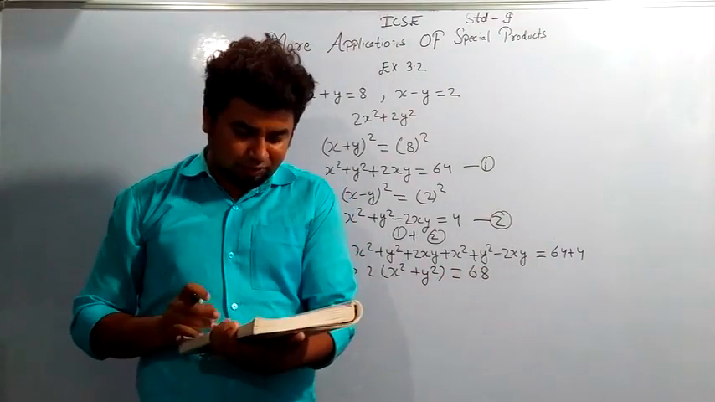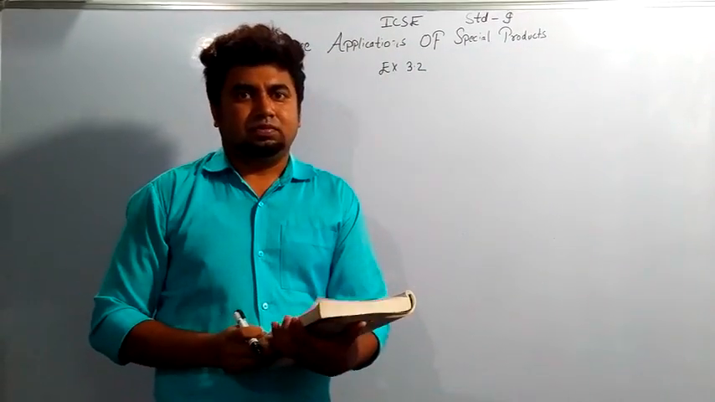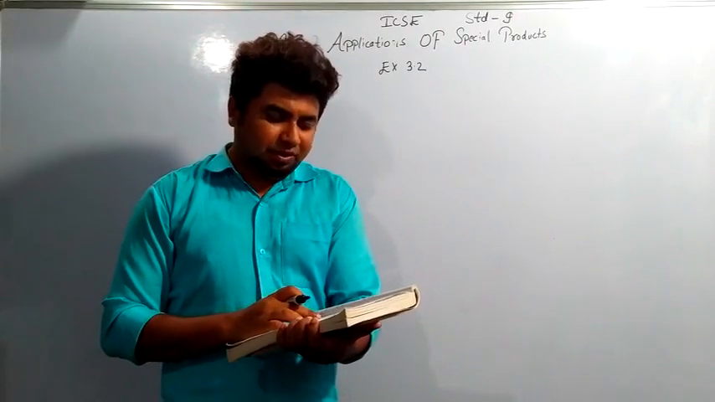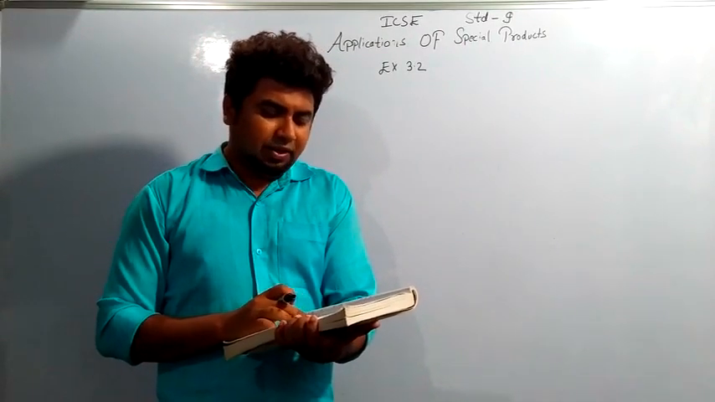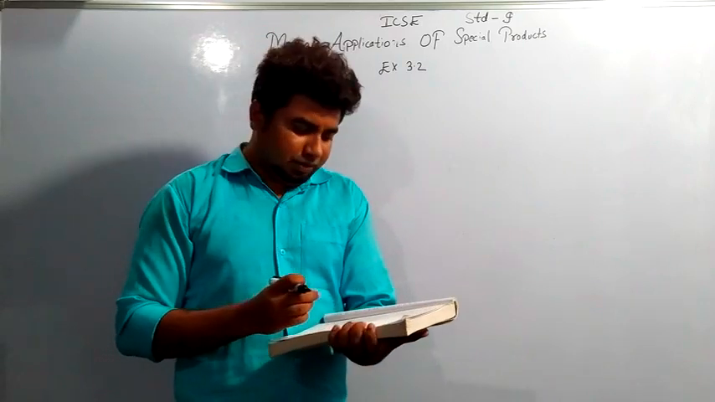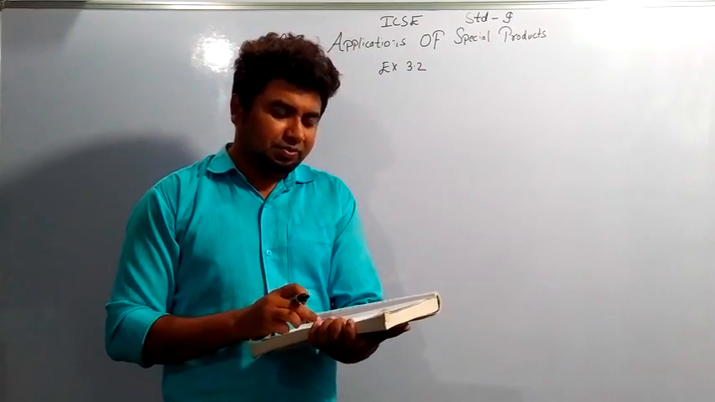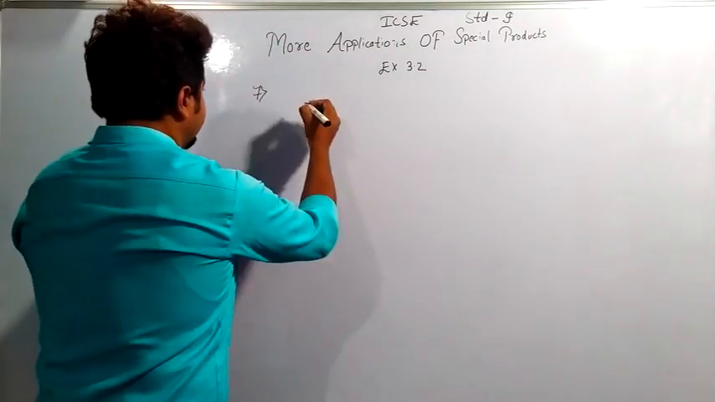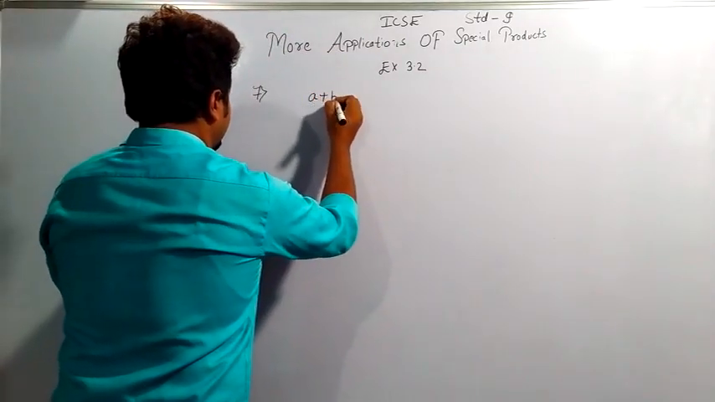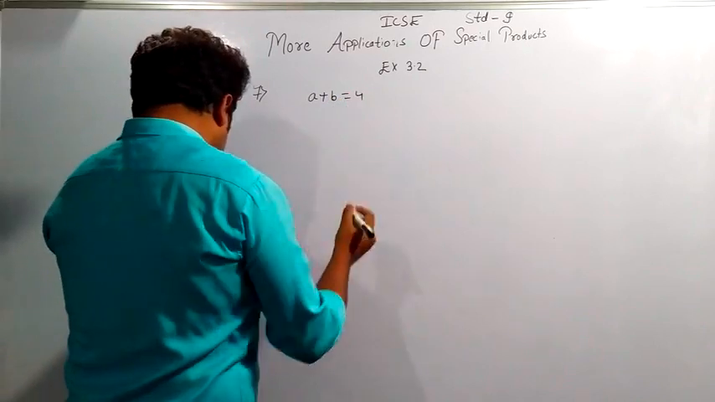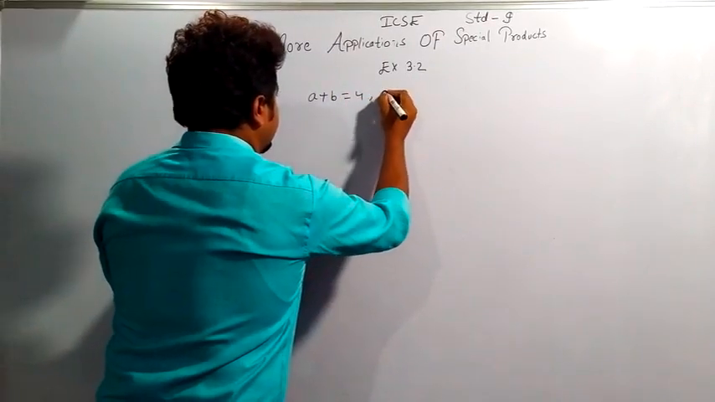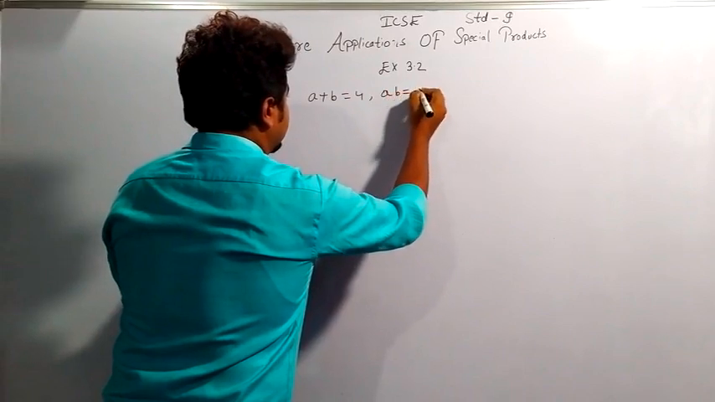Now we'll be moving to question number 7. In question number 7, it is given if a plus b is equal to 4 and ab is equal to minus 12, then we have to find the value of a minus b and a square minus b square. Now in the question it is given a plus b is equal to 4 and ab is equal to minus 12.